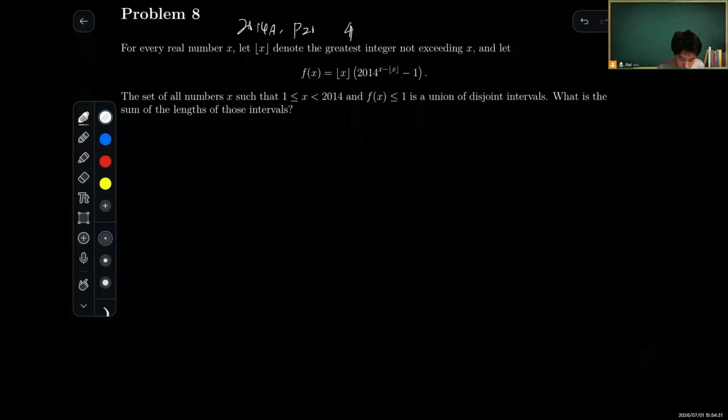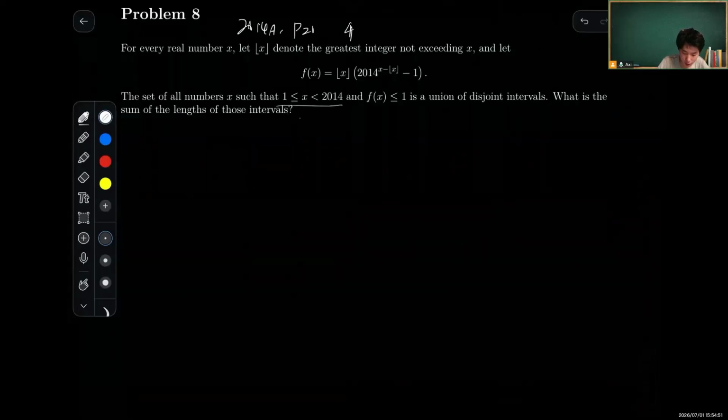Let's analyze it. For every real number x, let floor of x be the greatest integer not exceeding x. We have seen this multiple times. And then we define this function. The set of all numbers x such that x is between this interval. And notice from here, this is not included. So it actually means 1 is less than floor of x, and it is less than or equal to 2013. And then we're supposed to find the length of those intervals where f of x is less than or equal to 1. First, you will try this yourself, and I will give you some hints to guide you through it.